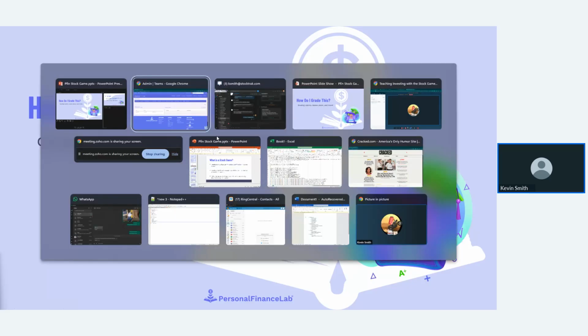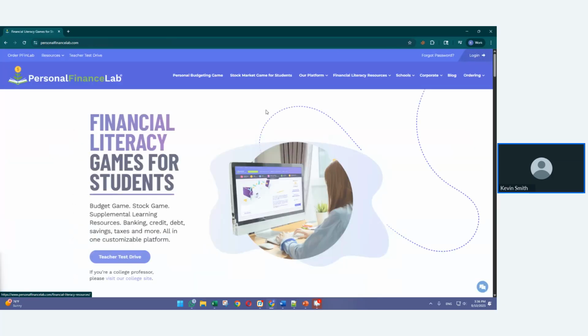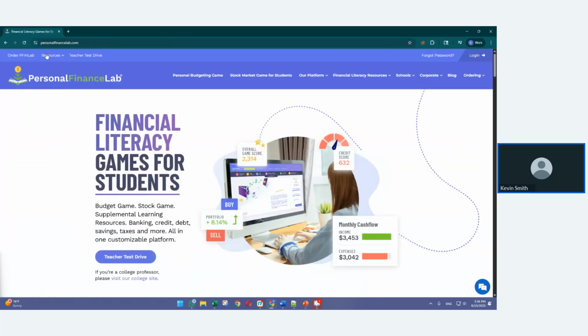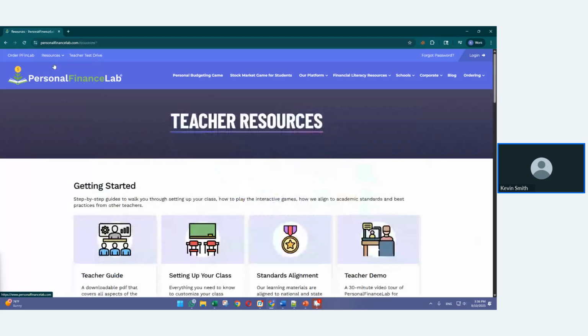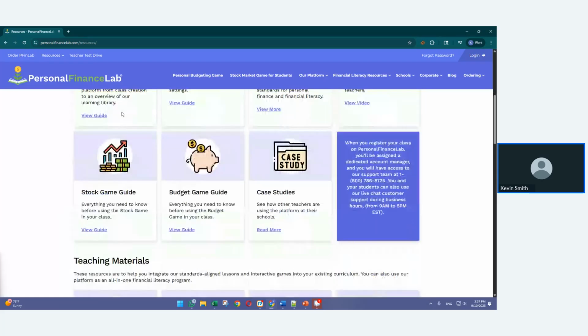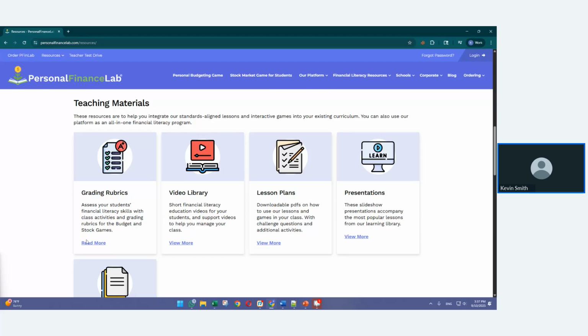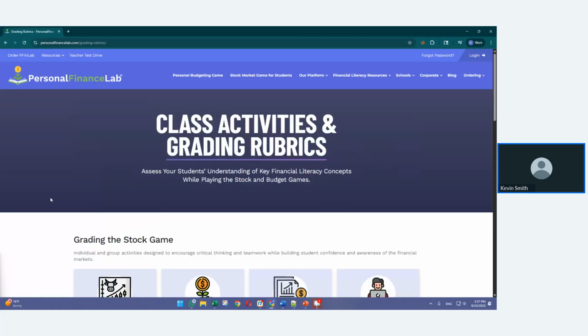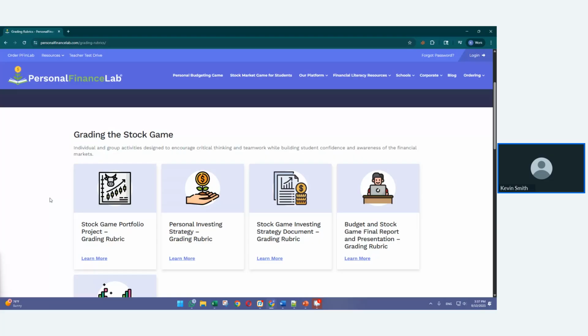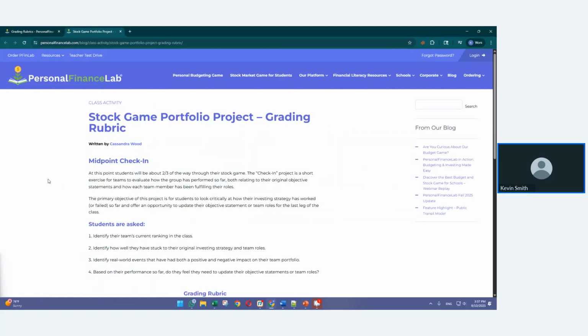It's one of the big things for the stock game, because you're not going to give students a grade based on their portfolio return, because especially over a very short period of time, that is not really indicative of whether they learned anything. But if you go into the Personal Finance Lab resources page, we have a ton of resources to help teachers decide how they're going to grade their class. We have our teacher's guide, we have our stock game guide, and we have lesson plans, presentations, and very importantly, grading rubrics. You, of course, are able to choose how you do it specifically, but this is to help get you started. So here's one of the grading rubrics that we have, a portfolio project.